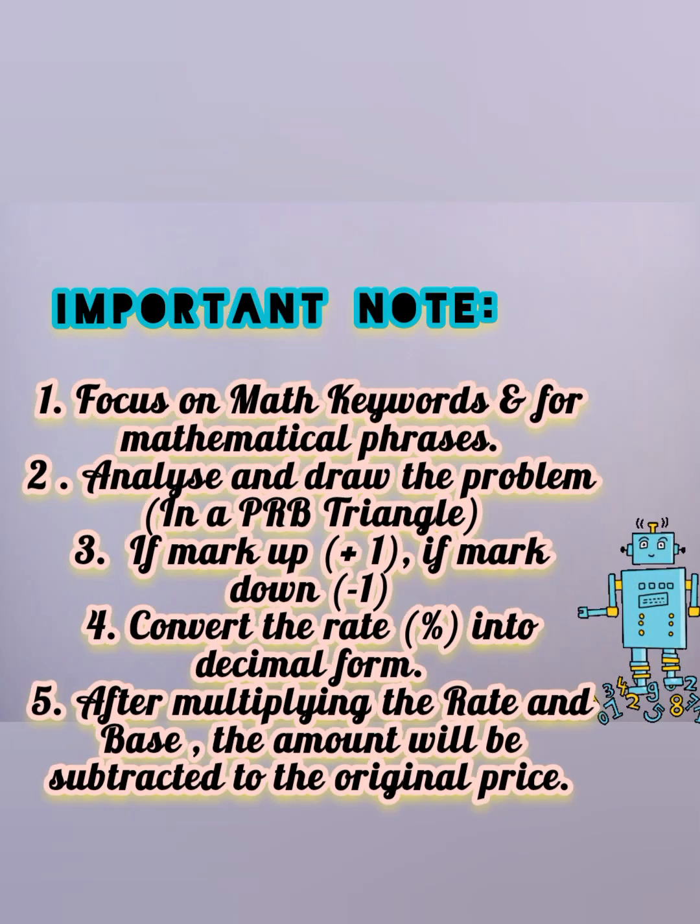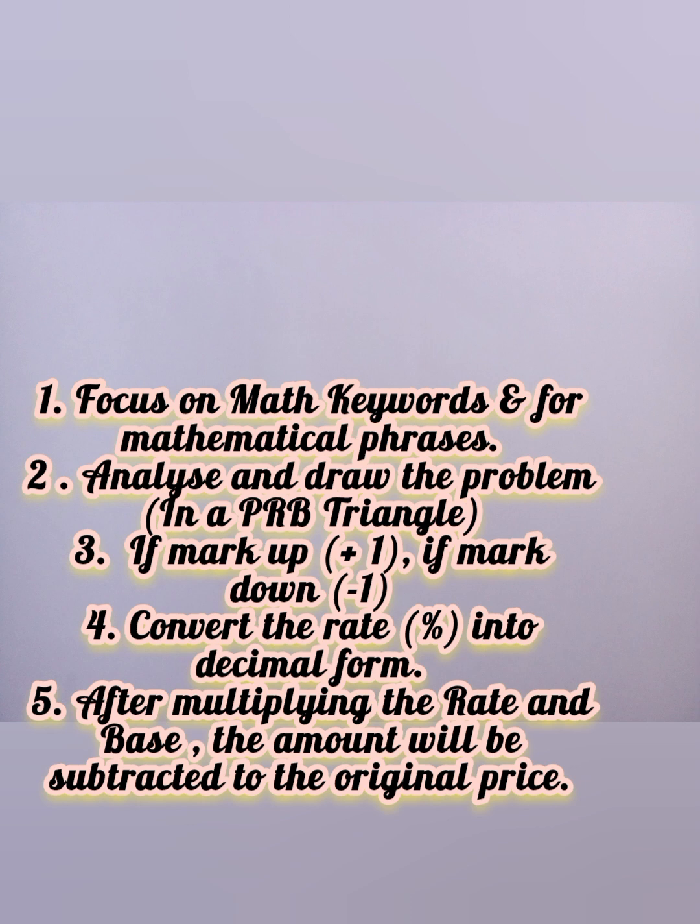Before I end this video, I will leave an important note. First, focus on math keywords and mathematical phrases. Second, analyze and draw the problem in the PRB triangle. Third, if markup, plus 1; if markdown, minus 1. Fourth, convert the rate into decimal form. And fifth, after multiplying the rate and base, the amount will be subtracted from the original price.